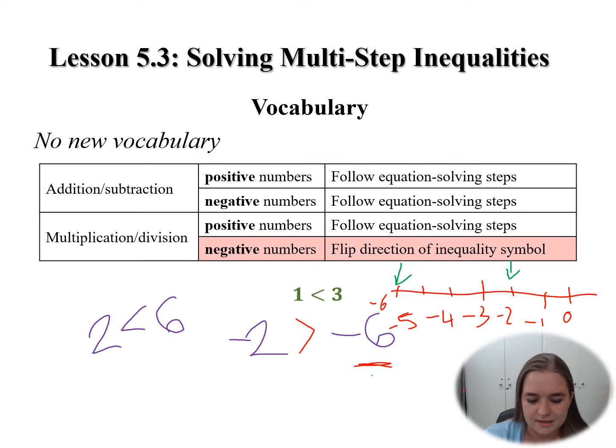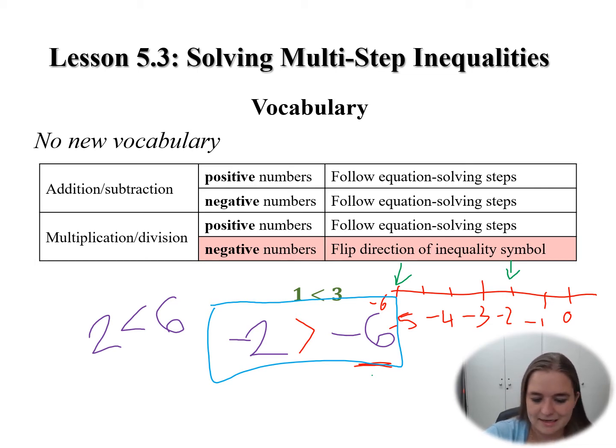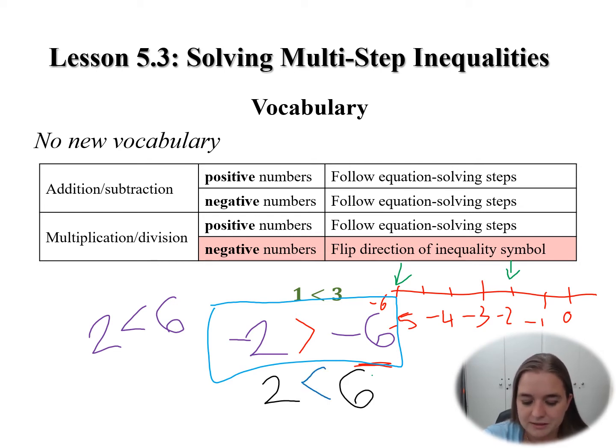Same thing for division. Now that I have a new true statement that negative 2 is greater than negative 6, if I divide both sides by negative 1, I get 2 and 6. Again, if I want to have a true statement, I need to flip my symbol. So it's when we multiply or divide by negative numbers that the direction changes. Tricky. It might be easier at this point in your mathematical career to just memorize that it flips the sign if we multiply or divide by a negative number.